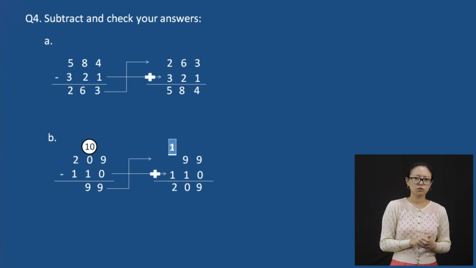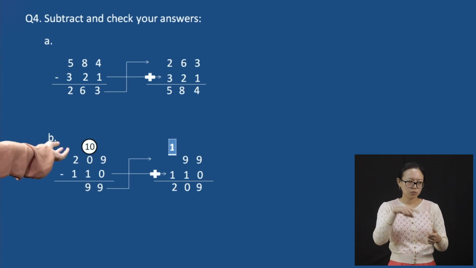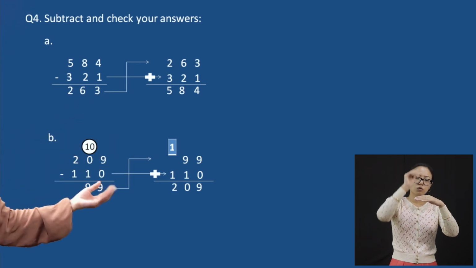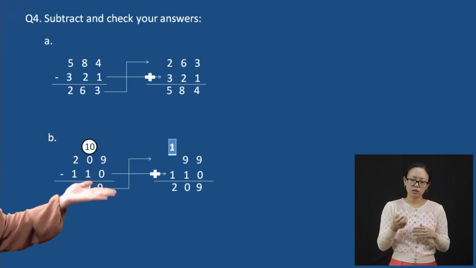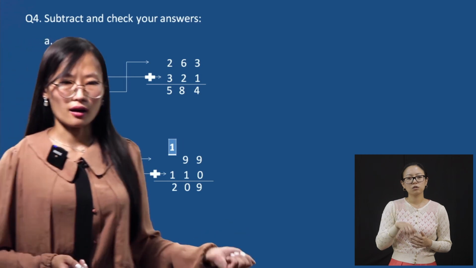You check the answer again. The number at the top in subtraction and the answer you got by addition are the same, 209 and 209, which means the answer is correct.